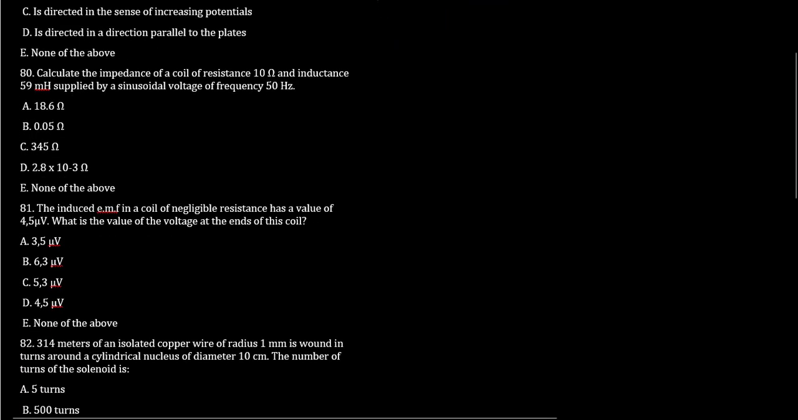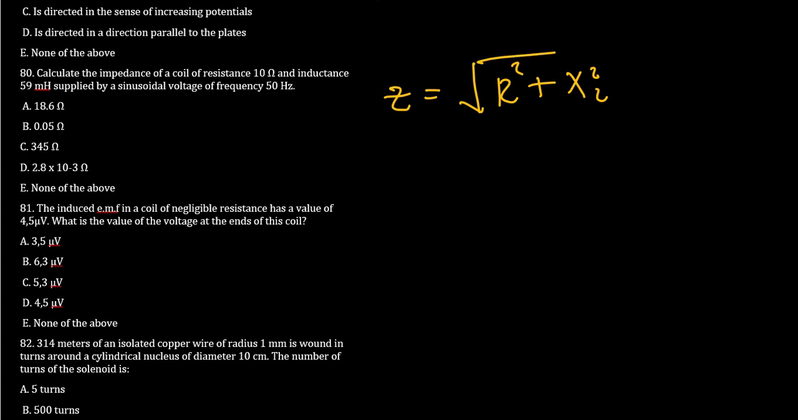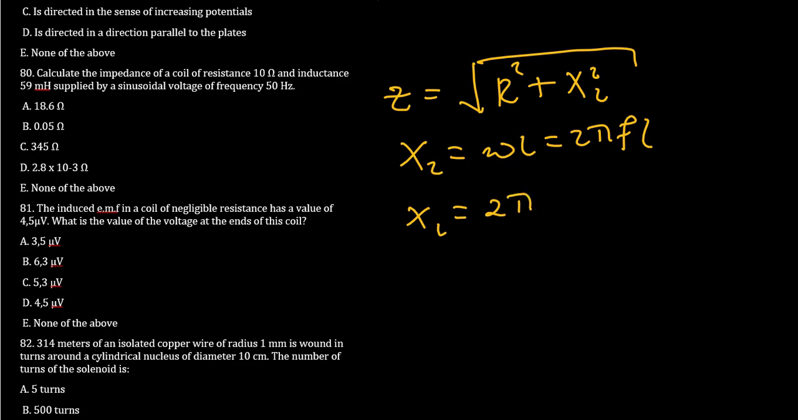Question number 80. Calculate the impedance of a coil of resistance 10 ohm and inductance 59 millihenries applied to a sinusoidal voltage of frequency 50 Hz. So the impedance Z, we have a resistive and an inductive circuit, so it's going to be the square root of R squared plus the inductive reactance, all of that squared. But the inductive reactance XL is omega L, which is 2 pi f L. So the frequency is 50 Hz, and so we get XL to be equal to 2 pi times 50 times 59 times 10 to the negative 3.